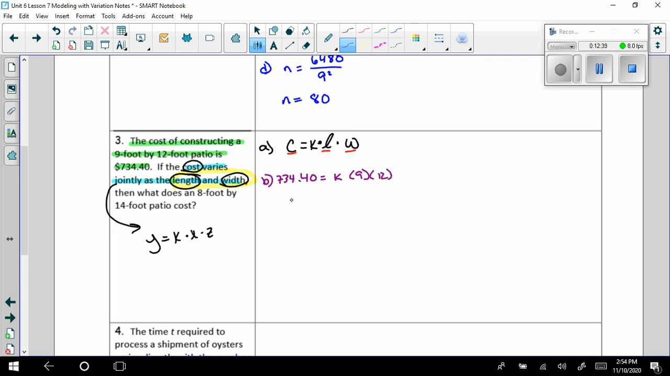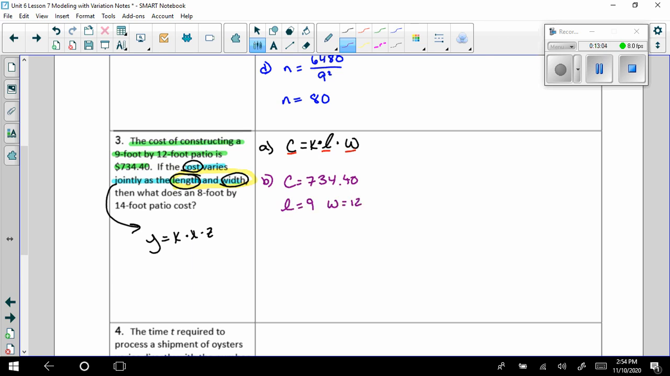All right, so if I solve that for K, I'm just going to start over. Okay, so we know that so far, and I haven't even finished reading the problem yet, but we know that C is 734.40 when L is 9 and W is 12.